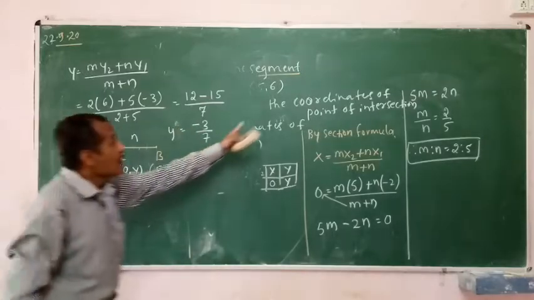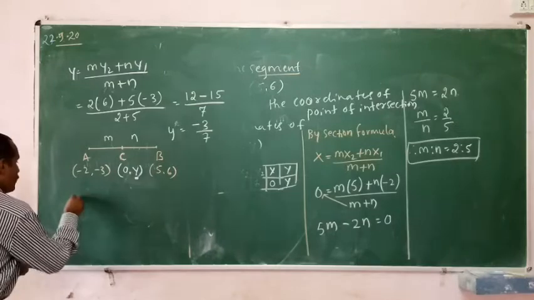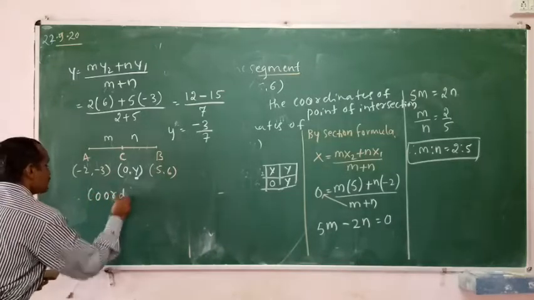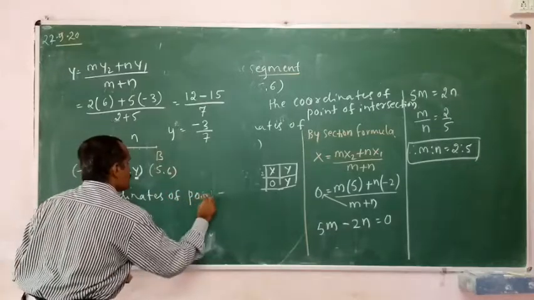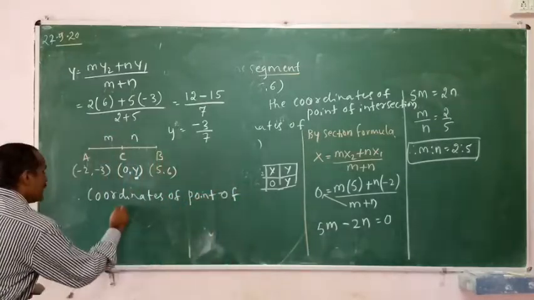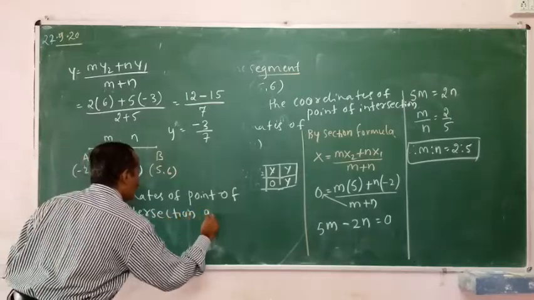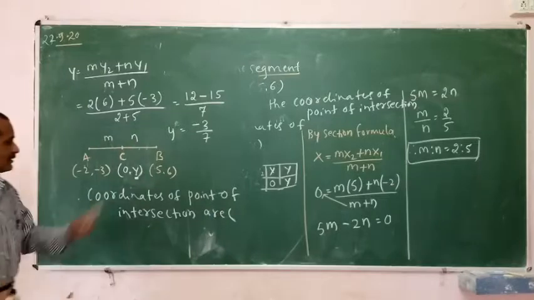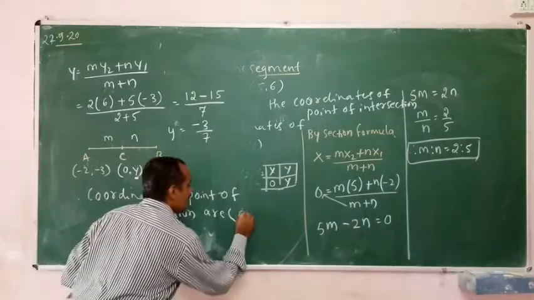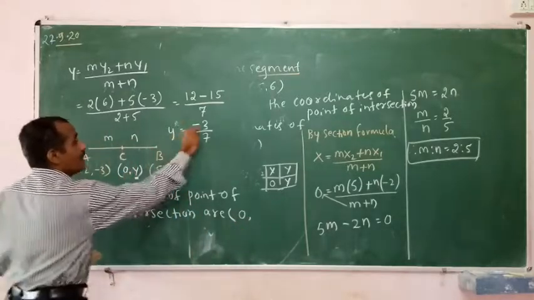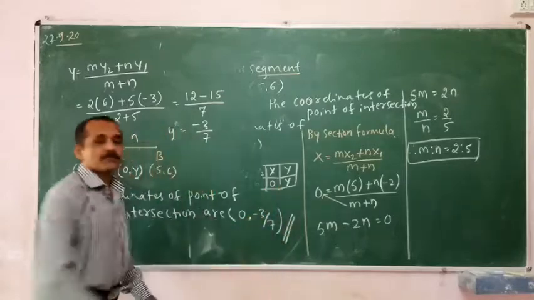But what do they ask you? Find the coordinates of the point of intersection. I can write now: therefore, the coordinates of the point of intersection are (0, y). 0 remains as it is, and in the place of y, you write minus 3 by 7. That is the end of the problem.